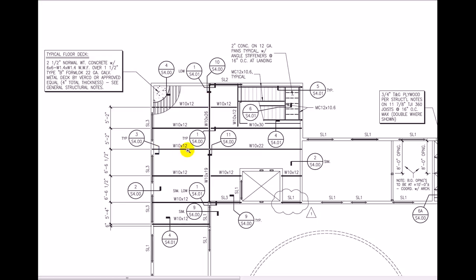So this is W10 by 12, which is an indication of a steel beam. It's a W shape, 10 inches deep, that weighs 12 pounds per foot. These are all details on the sheet 400 on how to connect things together. This is a little symbol showing how to build the floor. So when we show steel, we typically don't show the concrete. So it's as if you're looking through the concrete and you see the steel beams.